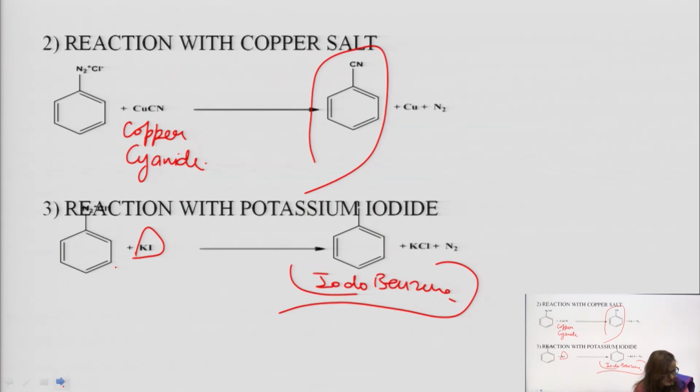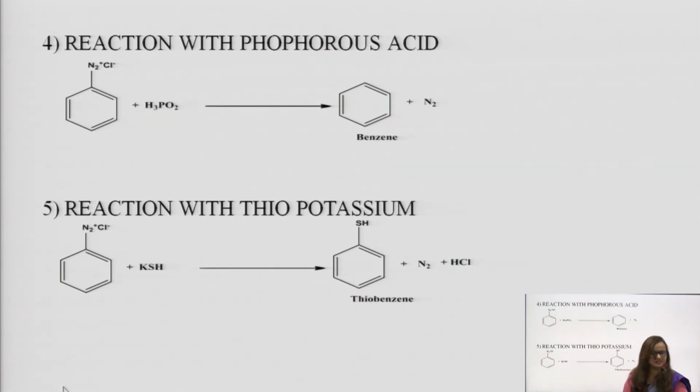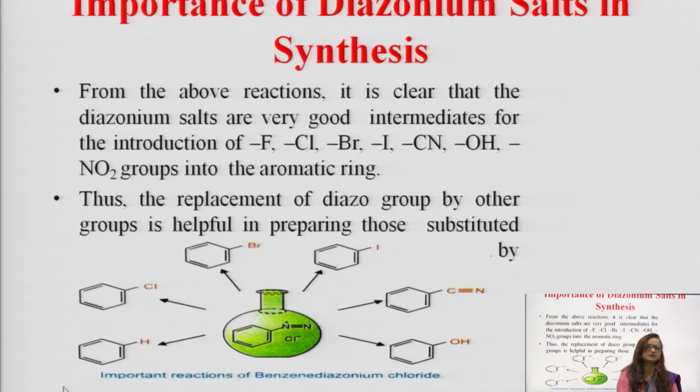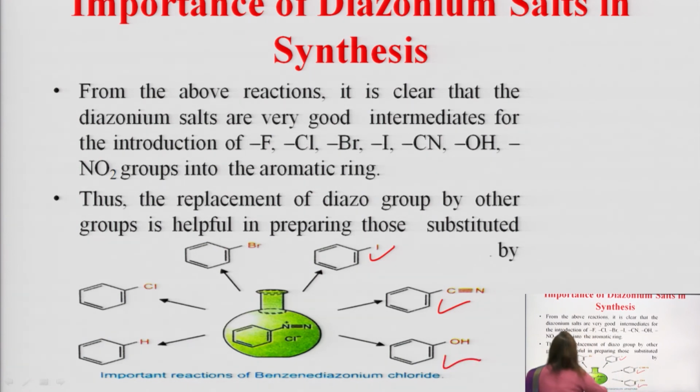Next, the same reactions: reaction with phosphoric acid. In this you will see that it gives benzene. Reaction with thiopotassium, you can see that it gives thiobenzene. Importance of diazonium salts in synthesis: we have already discussed that they are used for the synthesis of iodobenzene, benzyl cyanide, phenol, chloride, hydrogen. So, these can be used for the synthesis of many compounds.